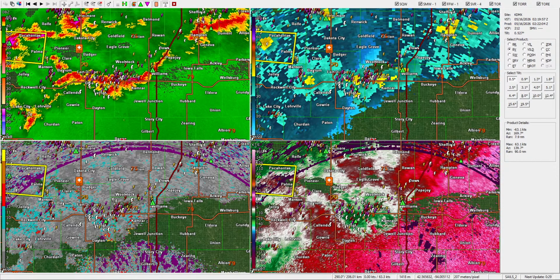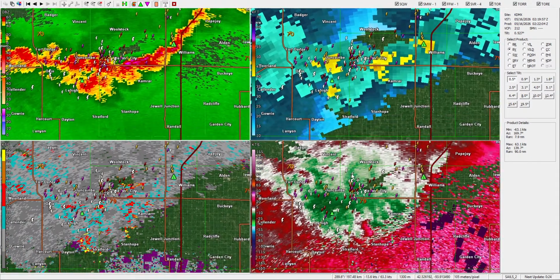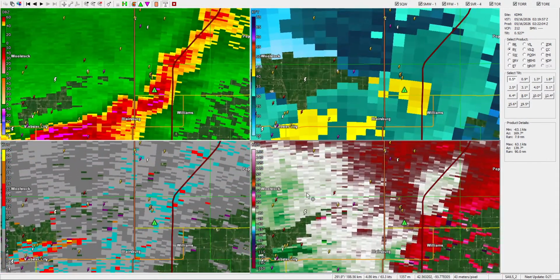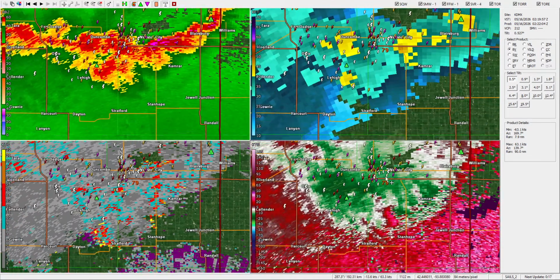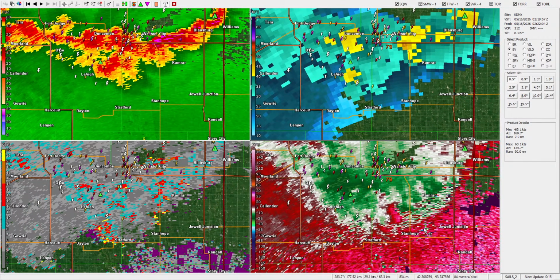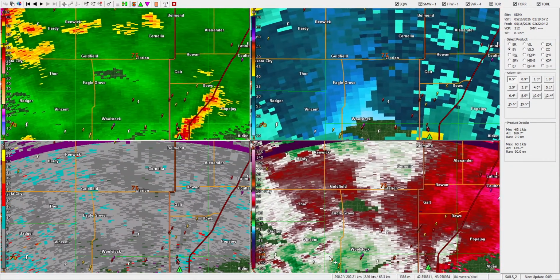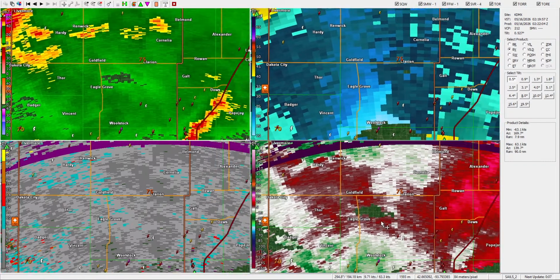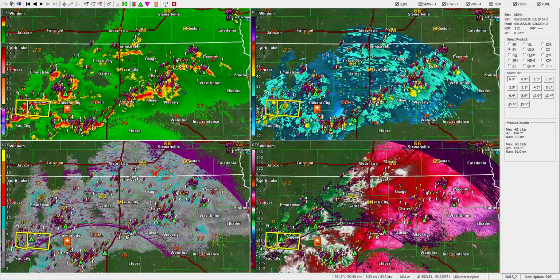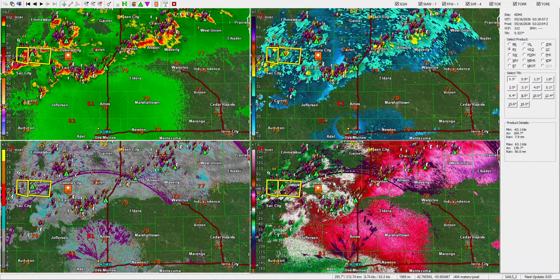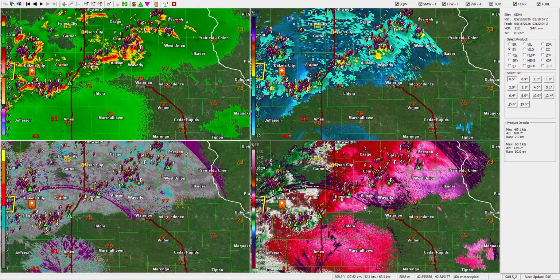Green's kind of towards green is away from that radar. Red's towards it. So when you see this white space here, it's indicating there's nothing there. But when it's clashing like this, like right here, near Stanhope, Stratford, near Vincent, Thor, Eagle Grove, that's where you're having your most rotation right now.